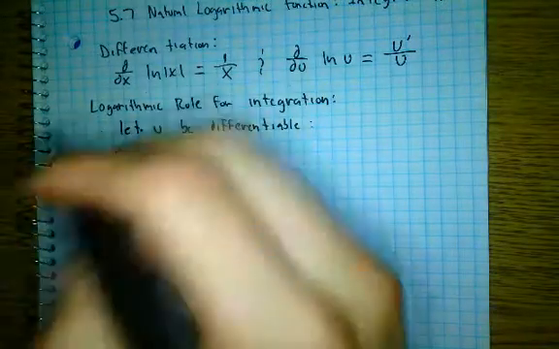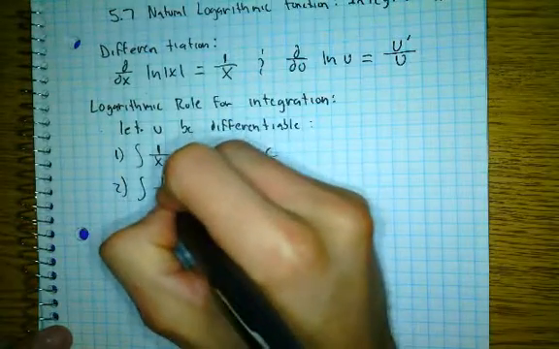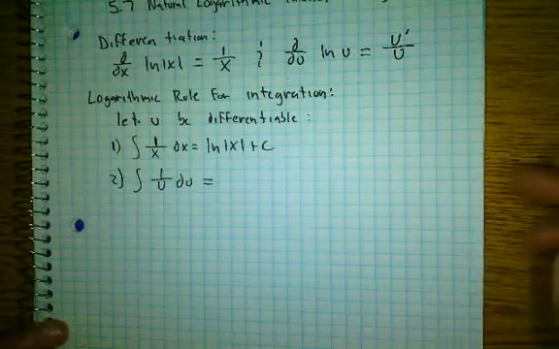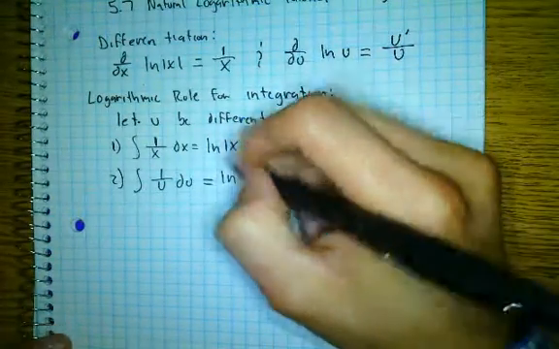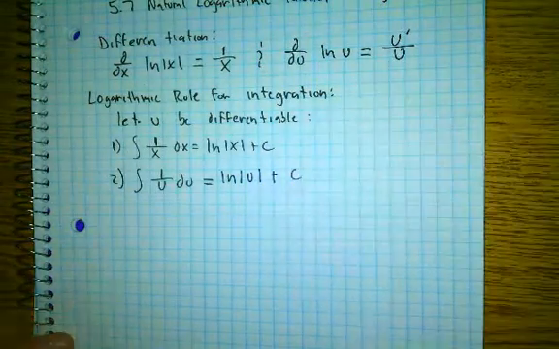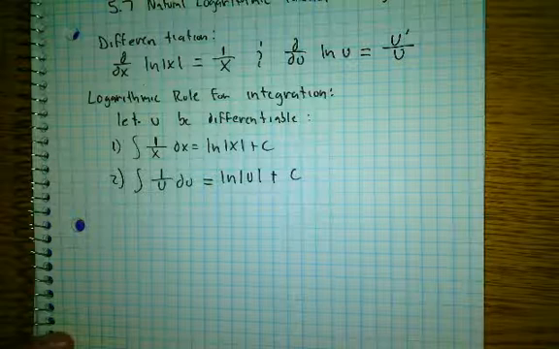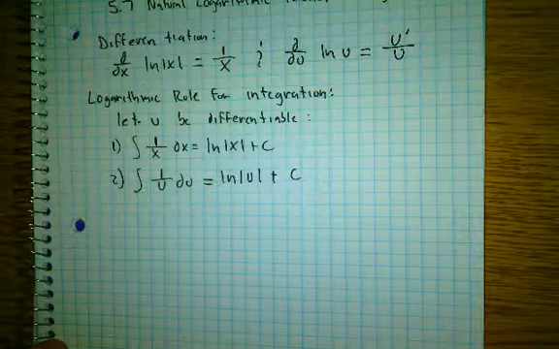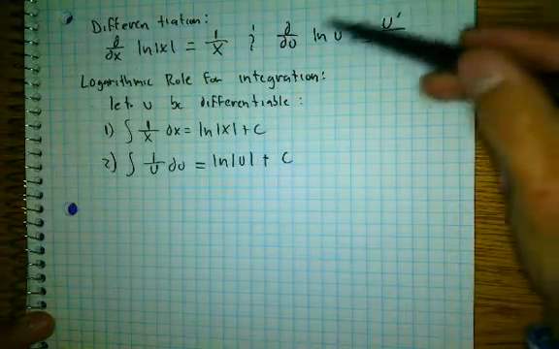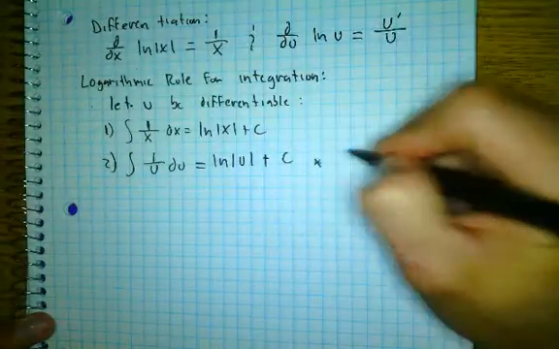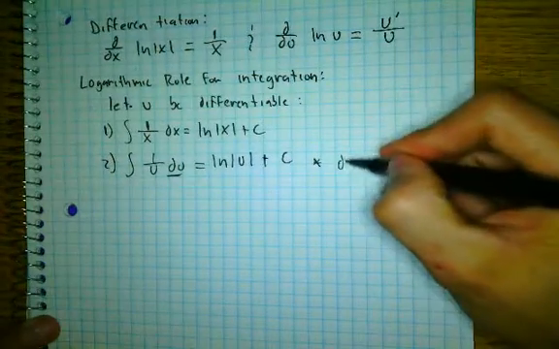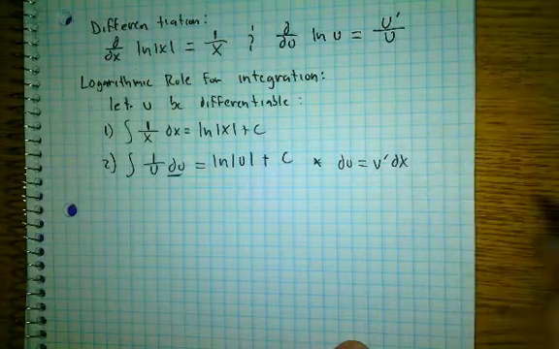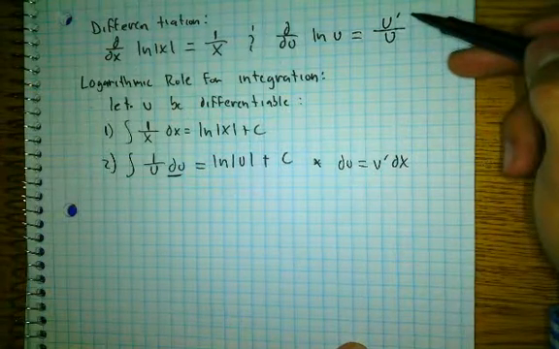The integral of 1 over u du. Then you would say that the antiderivative, or the integral of 1 over u du would be the natural log of the absolute value of u plus c. Agreed? Now, one thing I want to build upon so that you can connect it to this is that technically here, this du is equal to u prime dx. That's where this u prime from the differentiation rule went, okay?